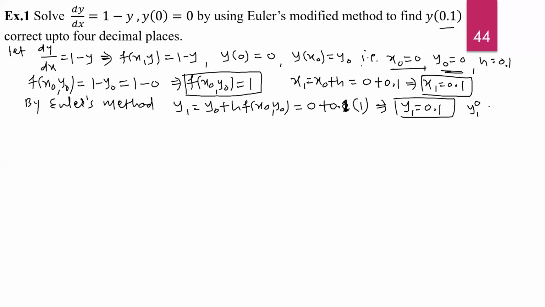Y1 raised to 0 is equal to 0.1. Okay. Now all the values we have calculated here. Now I am writing the formula by Euler's modified method.